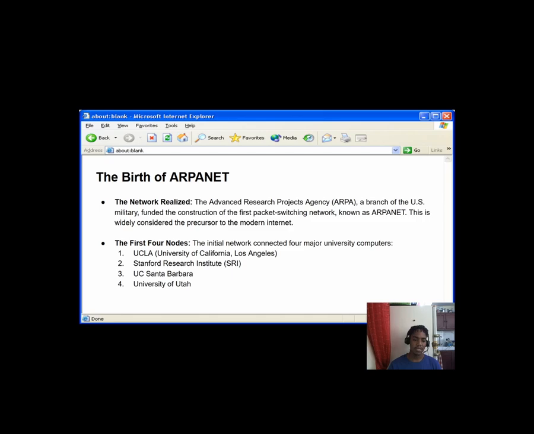In the first phase, there were four nodes connected to the net. The initial network connected four major university computers. First, UCLA, University of California, Los Angeles, Stanford Research Institute, SRI, UC Santa Barbara, and fourth, University of Utah.